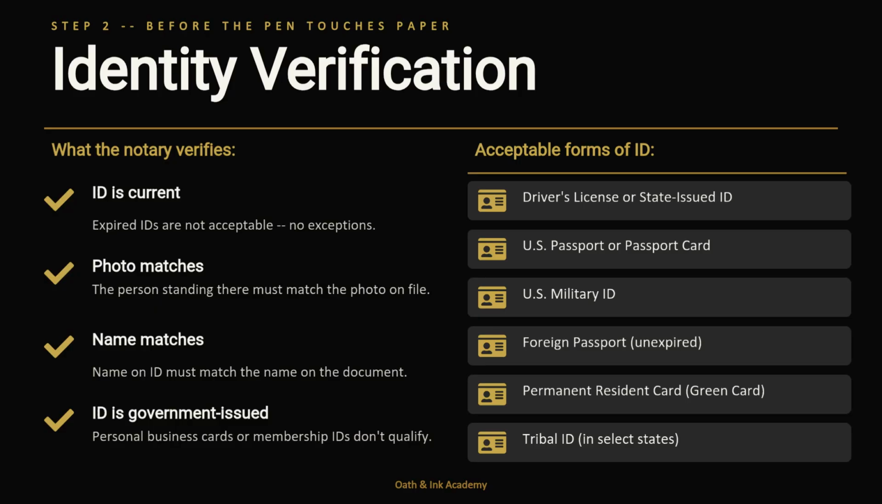Before notarization, the notary verifies the signer's identity. The identification must be current, government issued, and match the document's name. Acceptable identifications include driver's licenses, United States passports, military identifications, and more. Expired identifications or non-government identifications are not valid. The photo must match the person present.